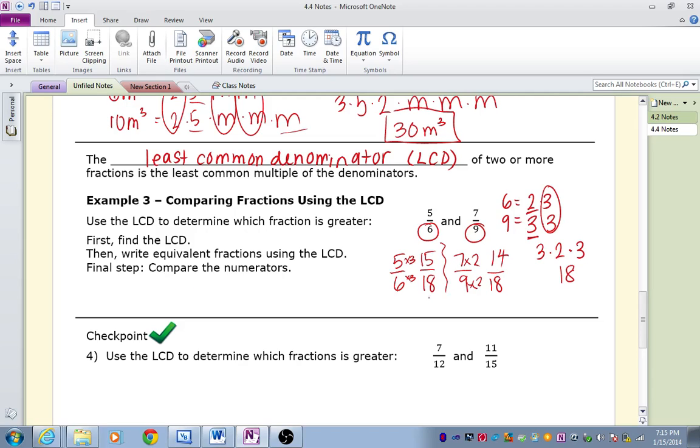So once I have the same denominator, I can then look at the numerator and see which one is bigger. So 15 over 18 or 14 over 18. Well, that means that 5/6 is my bigger fraction.